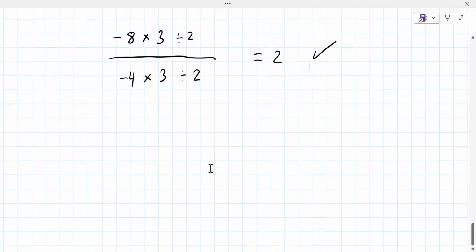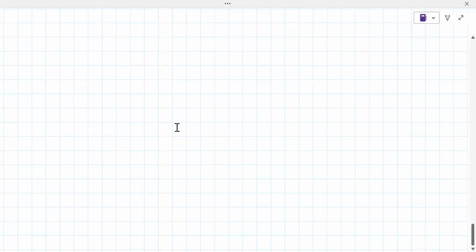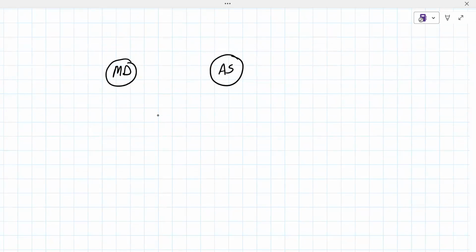All right. So now we're going to do some synthesis here. We're going to do some combinations. I'm going to give you problems that have both multiplication and division, and then addition and subtraction. What do you do first, though? Multiplication and division. If I give you a problem like this, 6 minus 3 times 2 plus 1, what do you do first? 3 times 2.